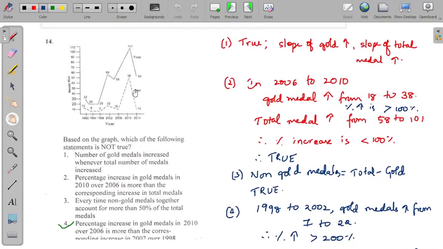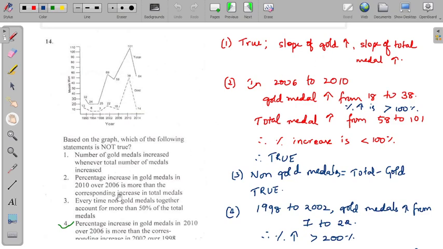Now the 14th question is related to a graph. Based on the graph, which of the following statements is not true? They are asking which is not true. Number of gold medals increased whenever the total number of medals increased. That is very true because, just to take one value, 18 is the gold medals and 58 is the total medals. So this is the peak here.